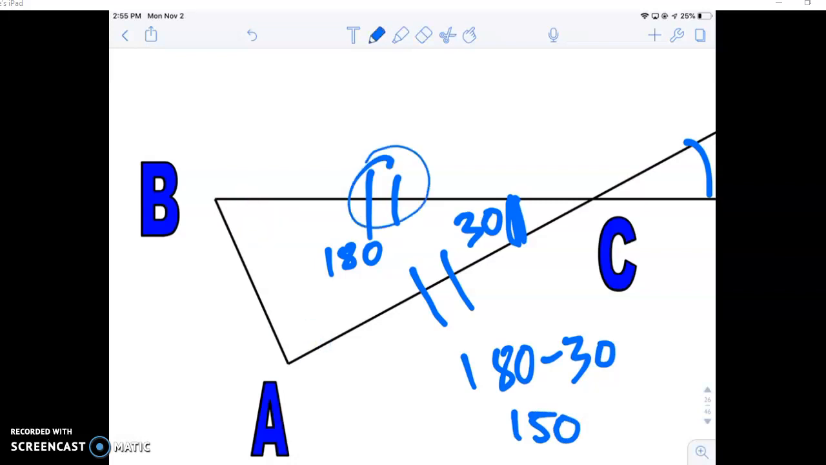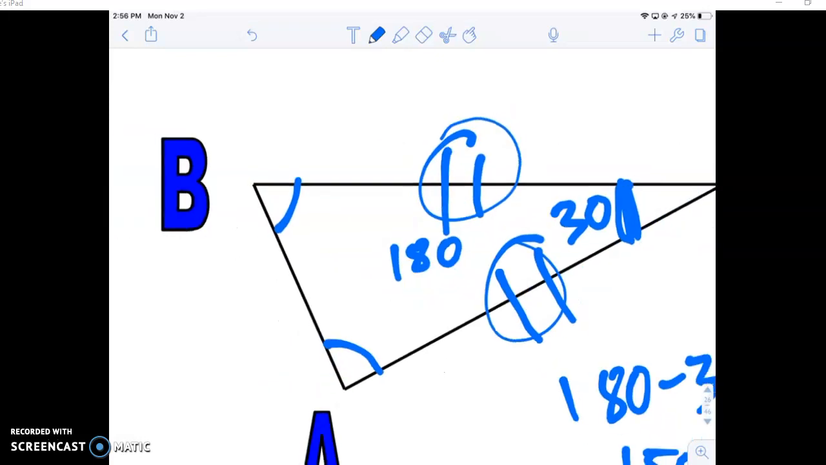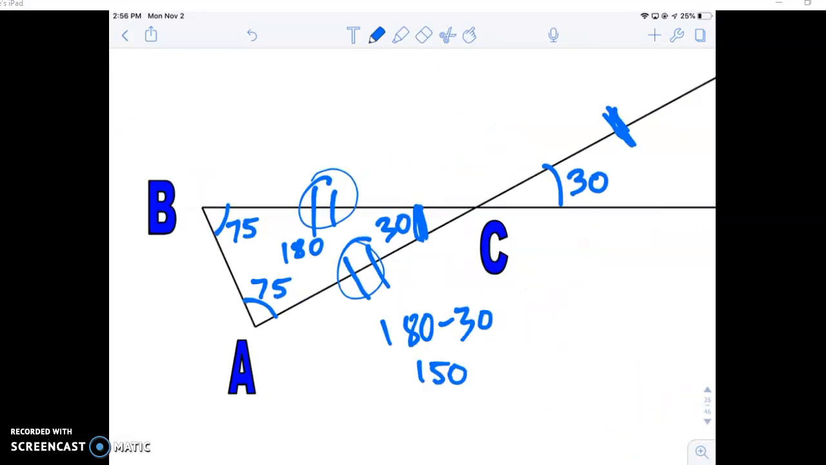But we're also given that it's an isosceles triangle, which means these angles are the same, which means that both those angles added together give us 150. That tells us this angle is 75, and that one's also 75.